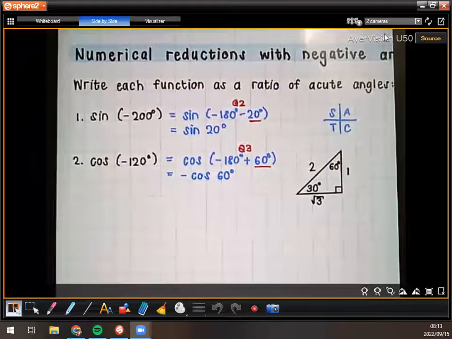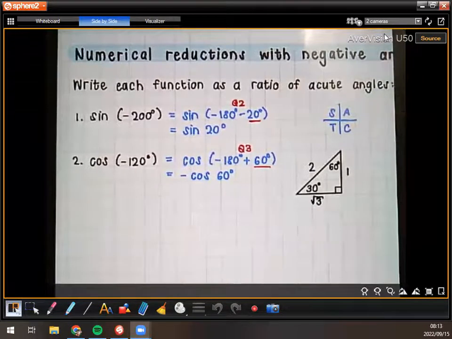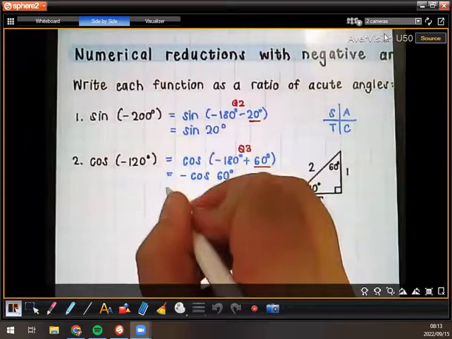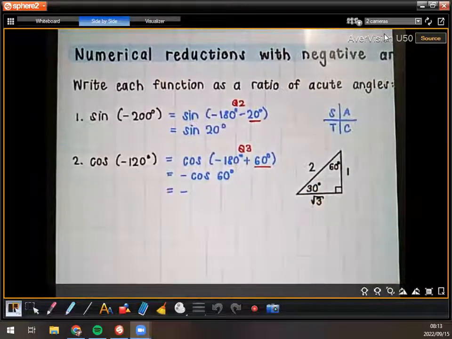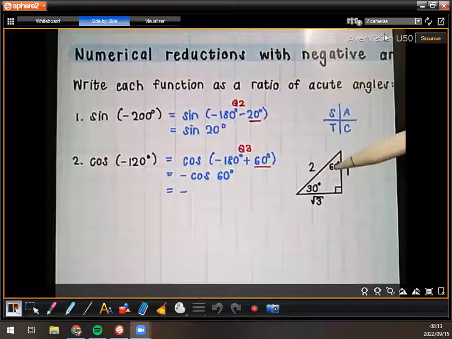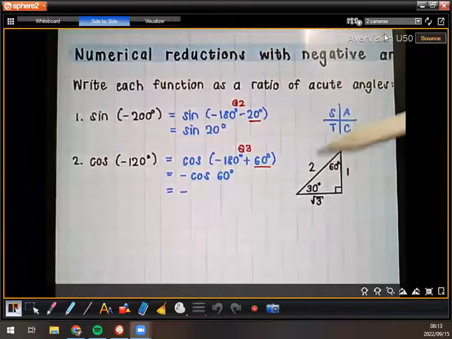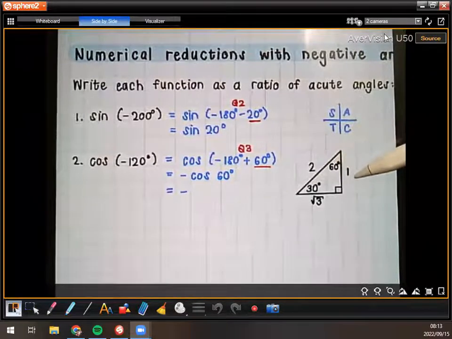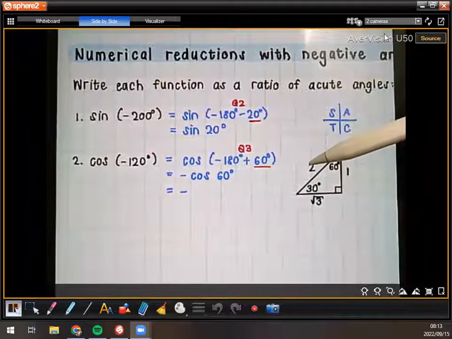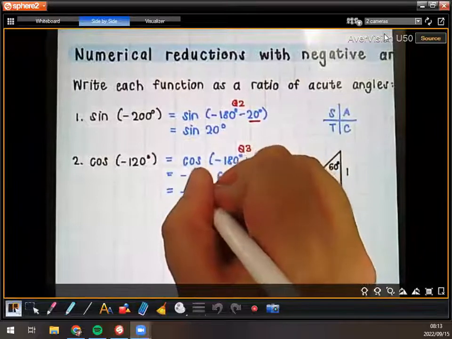And like I said yesterday, you do get marks for doing this, so if it's not there, you're going to lose marks. Okay, cos 60. Remember, guys, negative. So let's put that minus there straight away so that we don't forget it. Now we're going to say cos 60. So we're looking at the 60-degree angle, and cos is adjacent over hypotenuse, right? So 1 over 2. So negative a half.